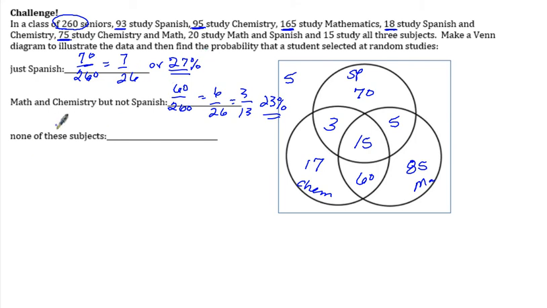And then none of these subjects, we said that was the number 5, so 5 out of 260 kids, or 1 out of 52, or about 1.9%. So not very many. A very small percentage don't take any of those. Okay? So that is how you did your 3 homework problems. If you need to pause the video and take a break, go ahead and do so at this point.